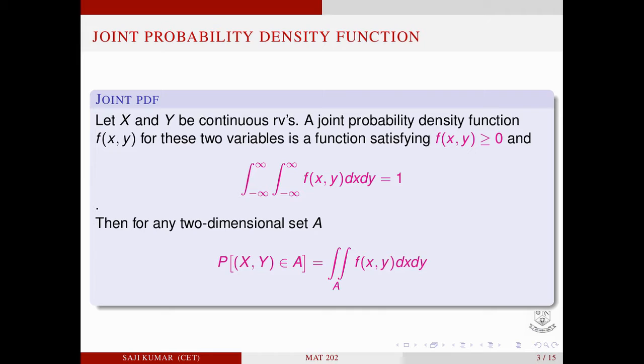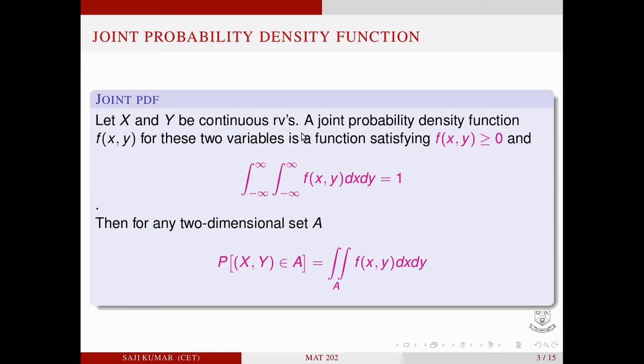Definition of joint probability density function. Let X and Y be continuous random variables. A joint probability density function f(x, y) for these two random variables is a function satisfying f(x, y) greater than or equal to 0 and the integral from minus infinity to infinity, integral from minus infinity to infinity of f(x, y) dx dy is equal to 1. Then for any two-dimensional set A, the probability that the pair (X, Y) belongs to that set A is equal to the double integral over the region A of f(x, y) dx dy.